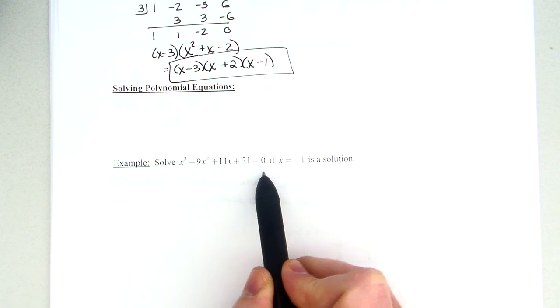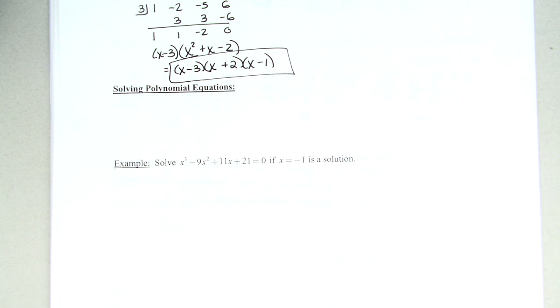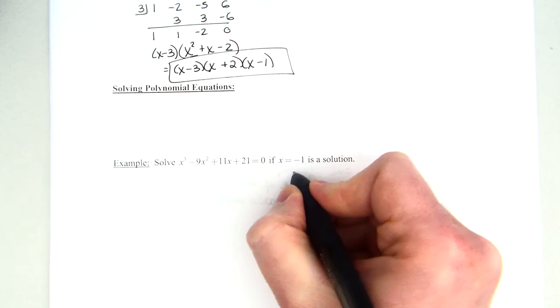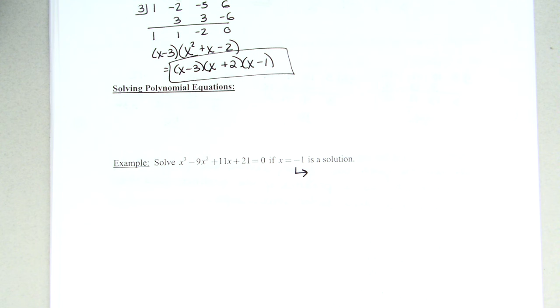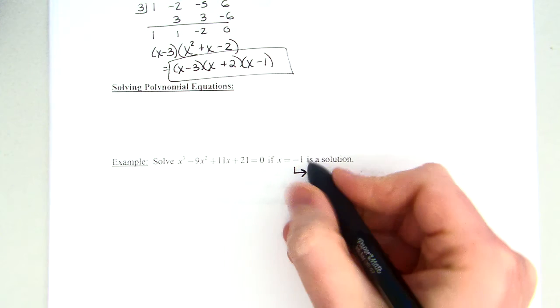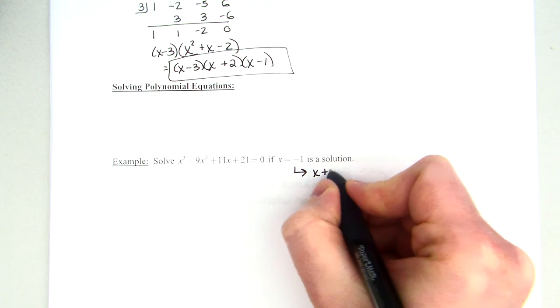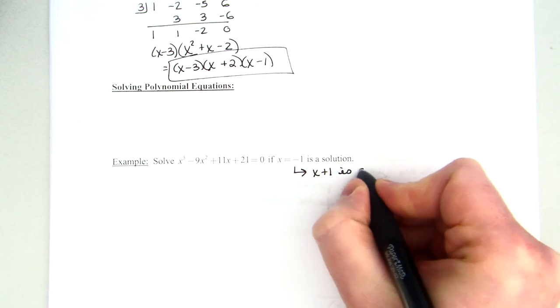I can't factor out the GCF. Factor by grouping won't get me anywhere. I'm telling you x equals -1 is a solution. Well, let's start using some of the ideas we've already seen. If x equals -1 is a solution, what must be one of my little factors? If x equals -1 is a solution, that must mean that x plus 1 is a factor.